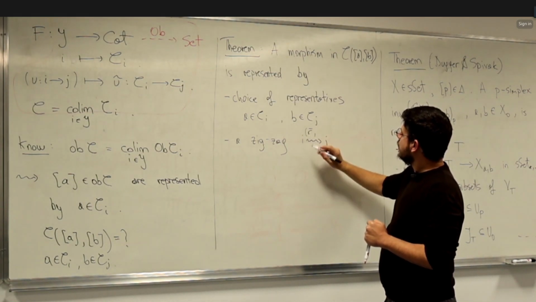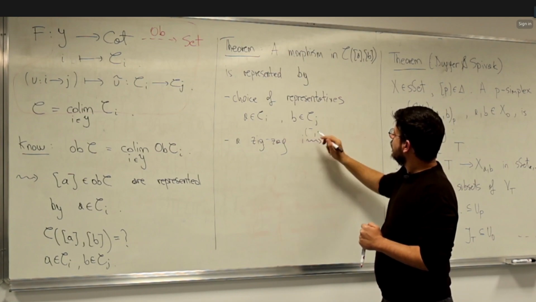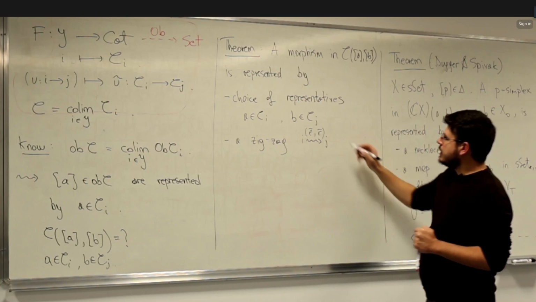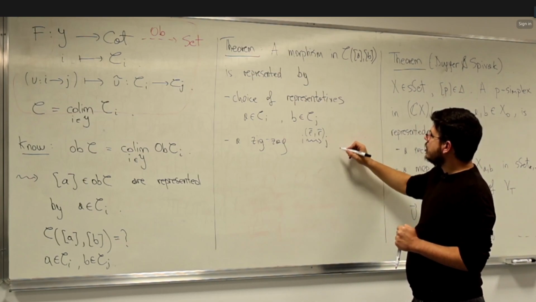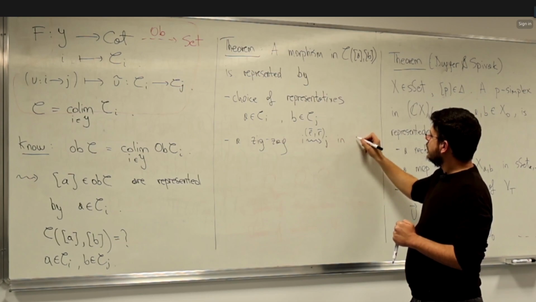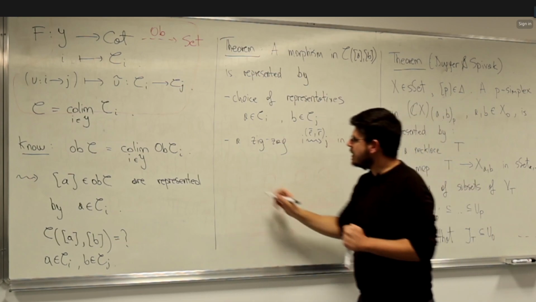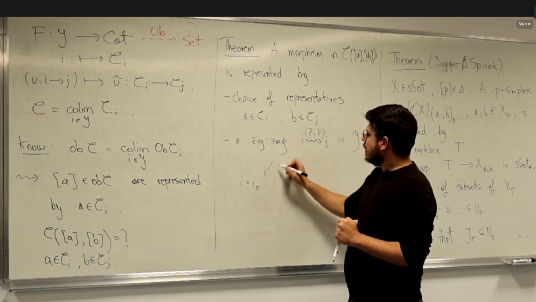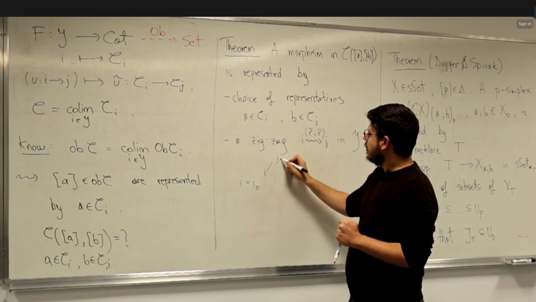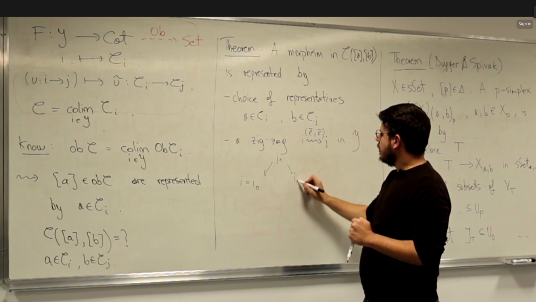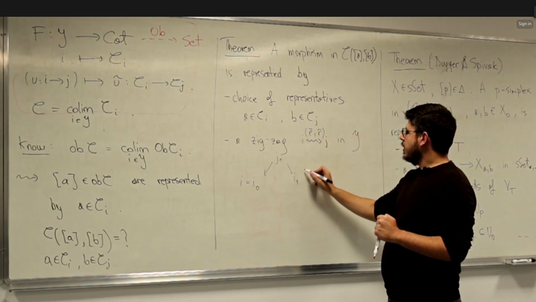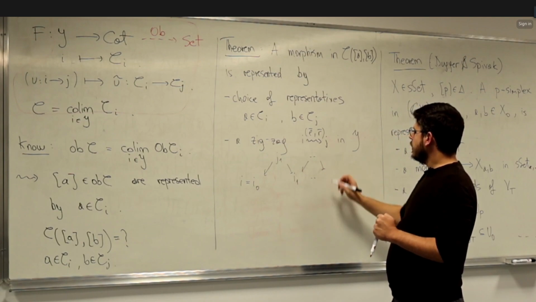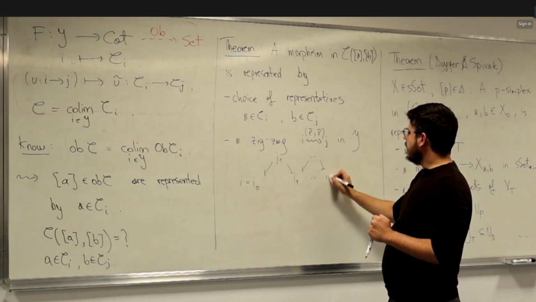So I apologize for the mysterious notation. I'll explain in a second. A zigzag connecting I and J in J. So what I mean is that I have sort of these zigzags, and they end with J.